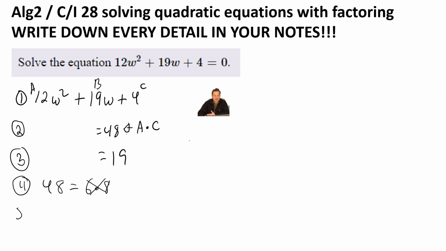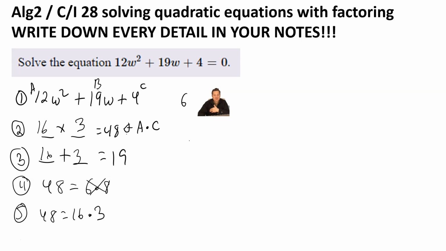Then you look for another pair. Maybe you then come up with these two, say 16 and 3. Well, 16 times 3 is 48. That's good. 16 plus 3 is 19. That's also good. That tells you that the 19w should be rewritten using 16 and 3. The reason is that 16 times 3 is equal to 48, which is the value of A times C from step 1, and also 16 plus 3 is 19, which is the coefficient, the B.